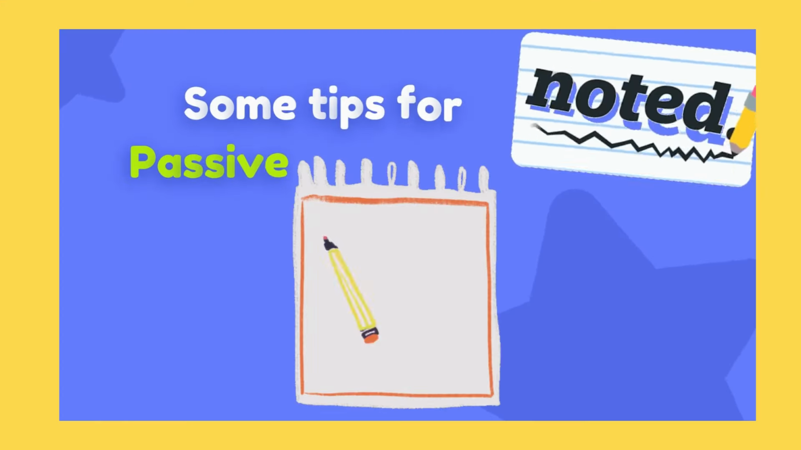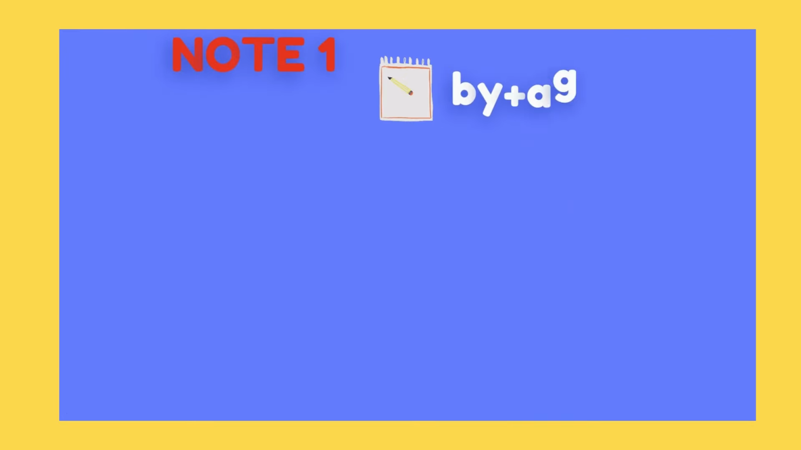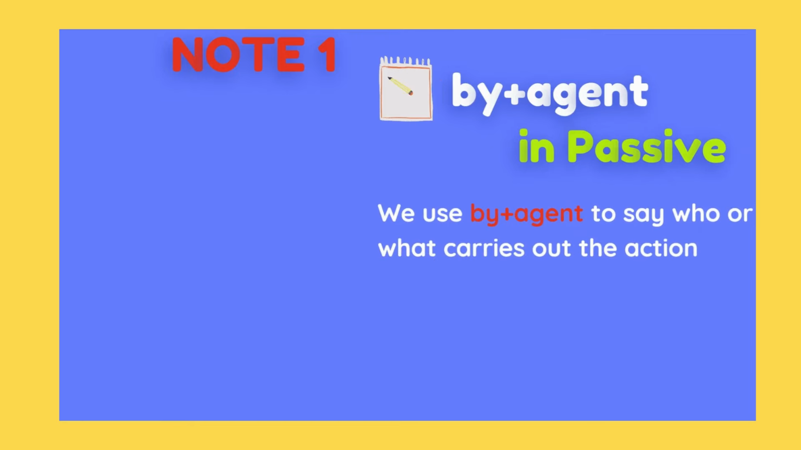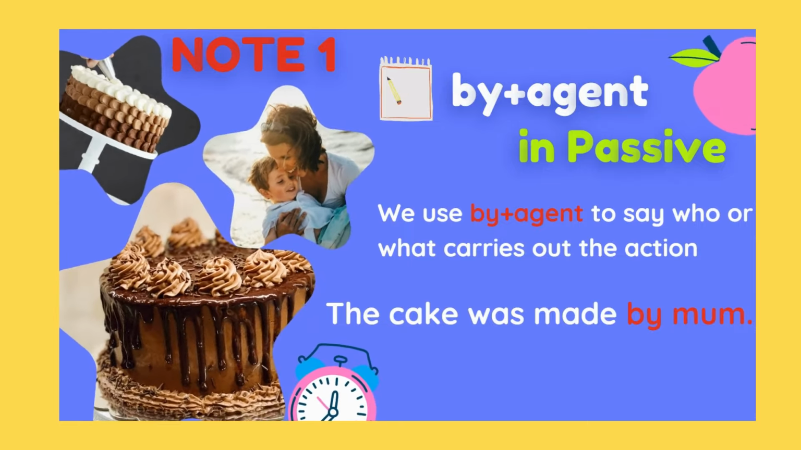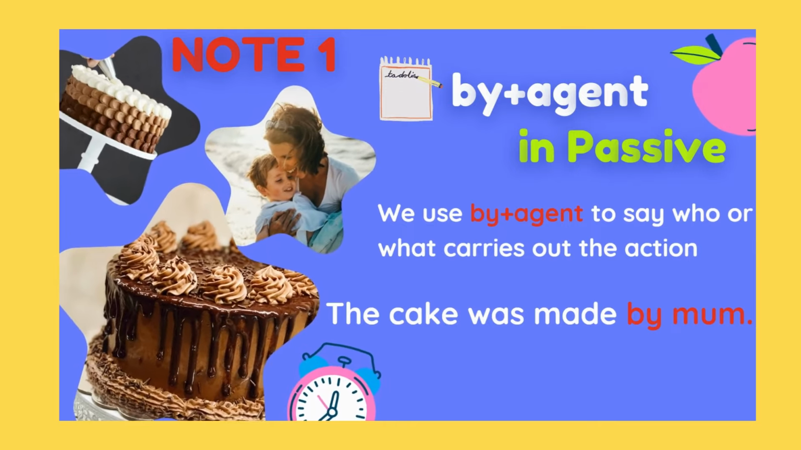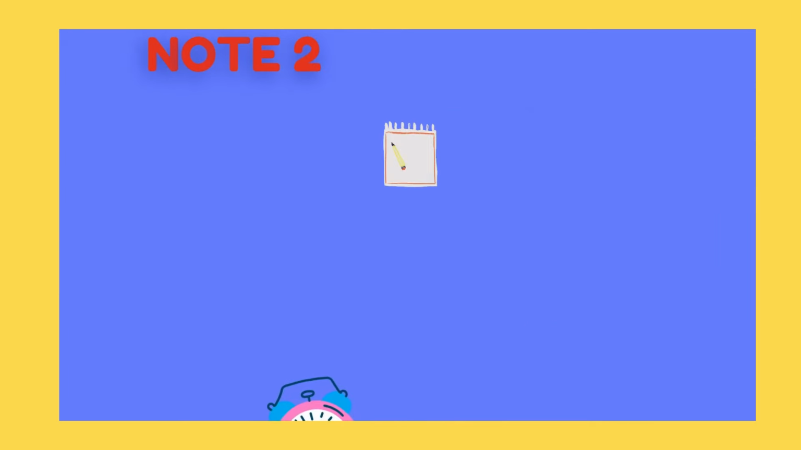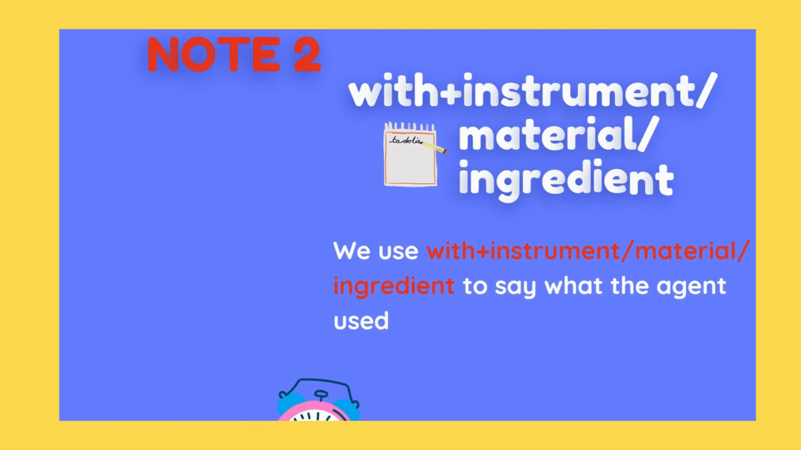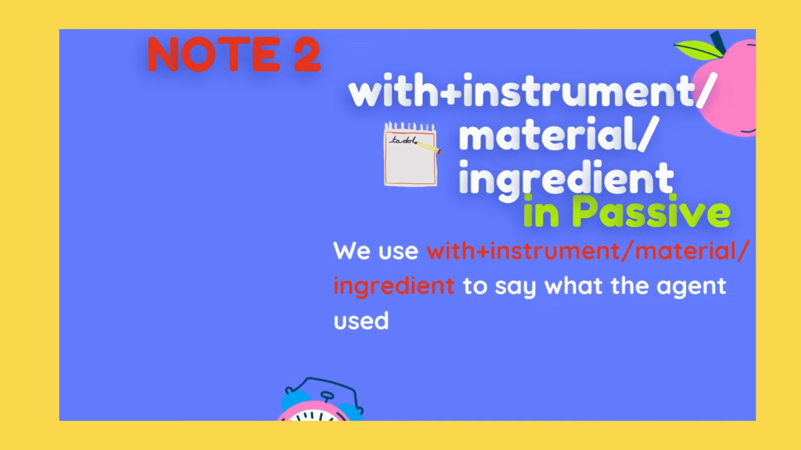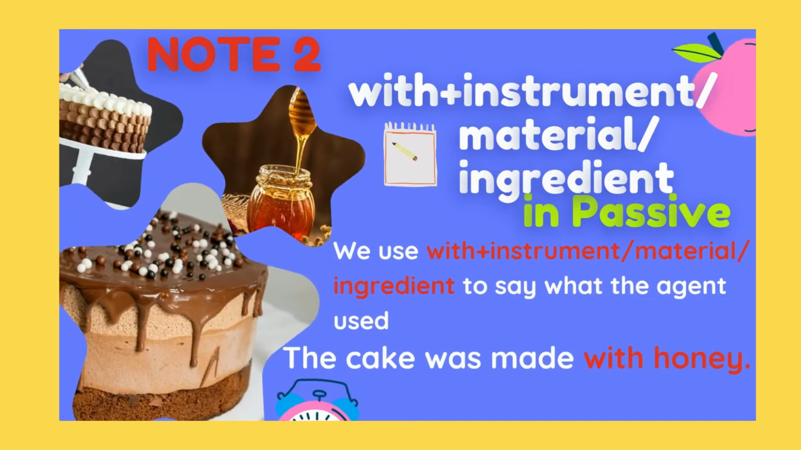And now, I would like to tell you some secrets which are useful. Note 1. We use by with agent to say who or what carries out the action. For example, the cake was made by Mum. Mum is the agent. Note 2. We use with plus instrument or material or ingredient to say what the agent used. For example, the cake was made with honey. Honey is the ingredient.